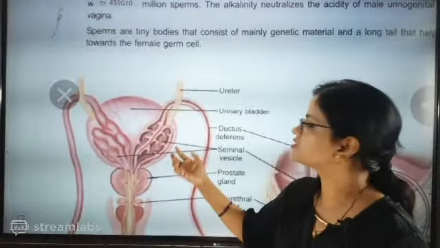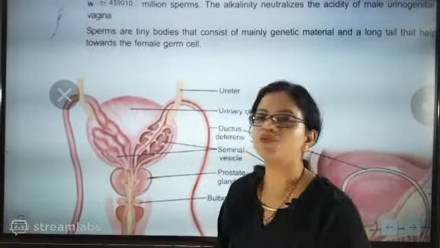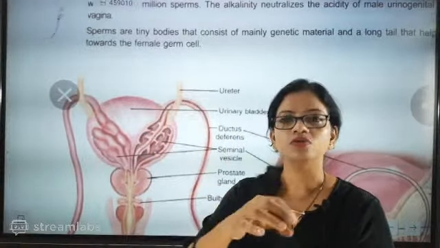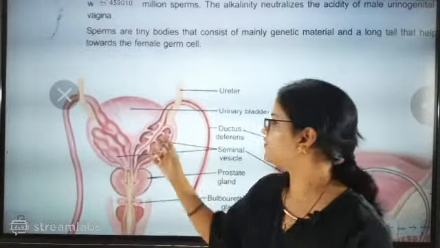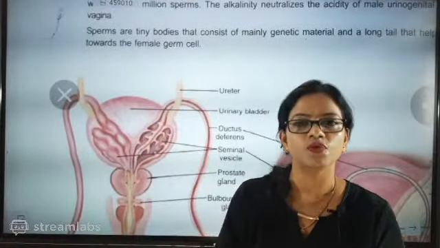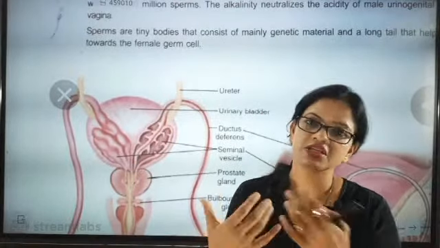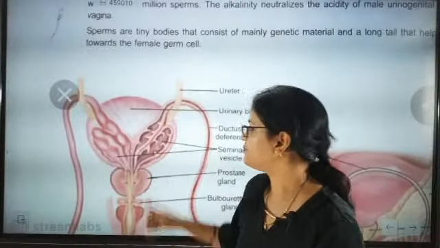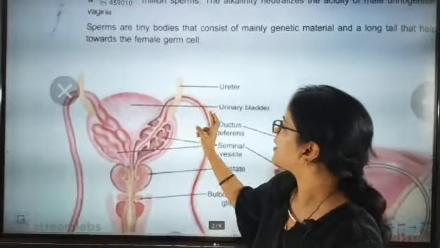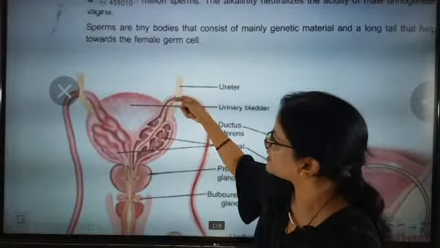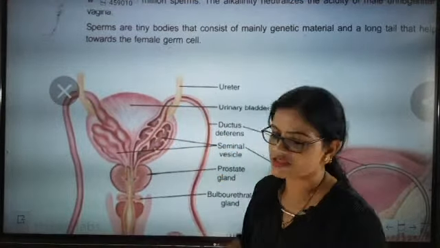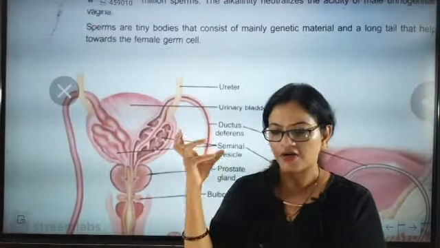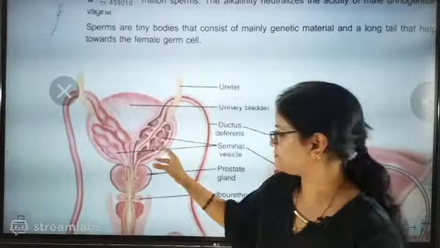What is the work of this viscous fluid? Its work is to give the fluid part to the sperms. When the seminal vesicle fluid is added to and mixed with the sperm, only then is it called semen. The vas deferens directly gives the sperms to the seminal vesicle, and then the seminal vesicle mixes in the viscous, fluid part.